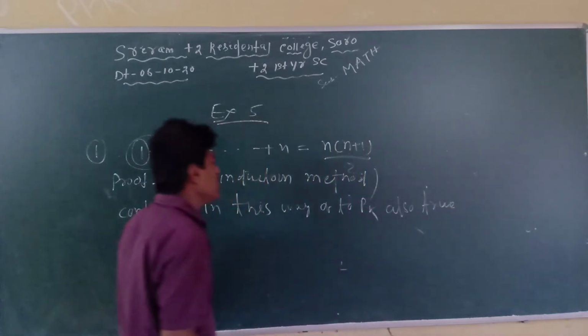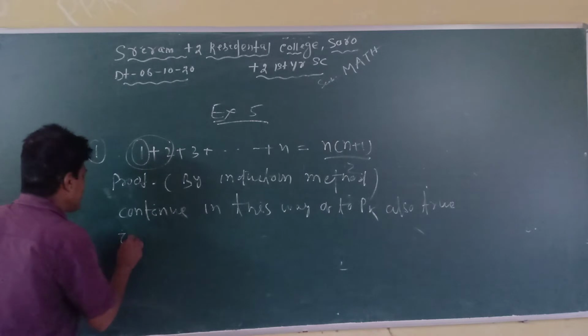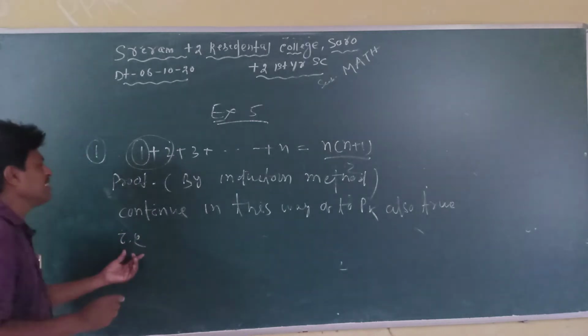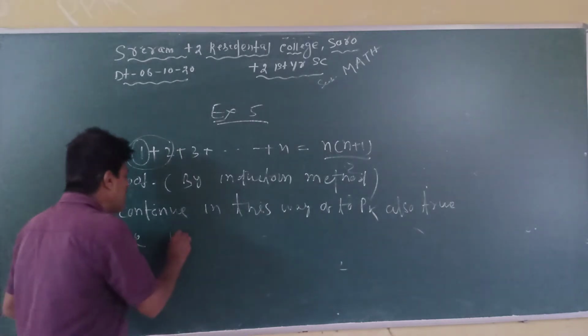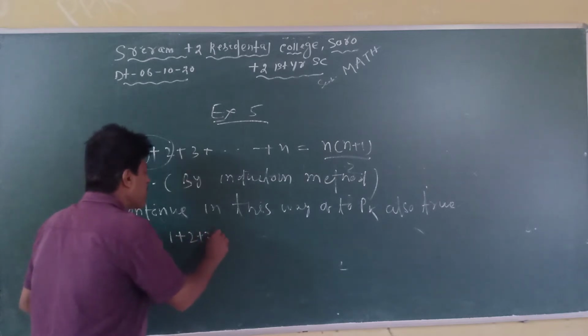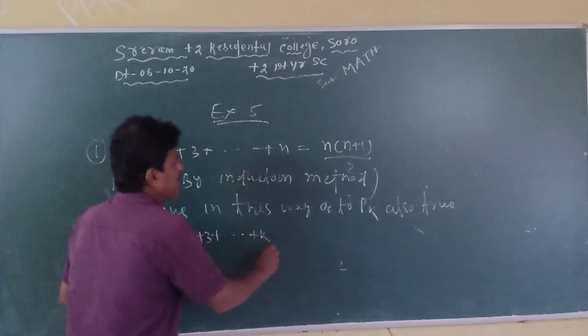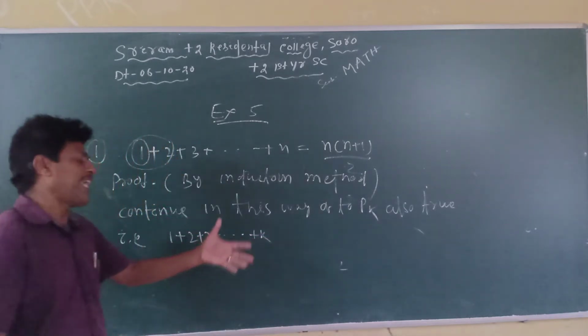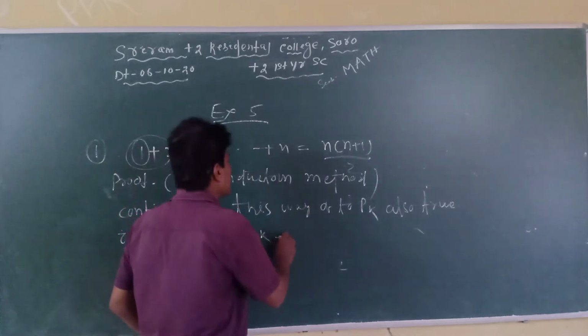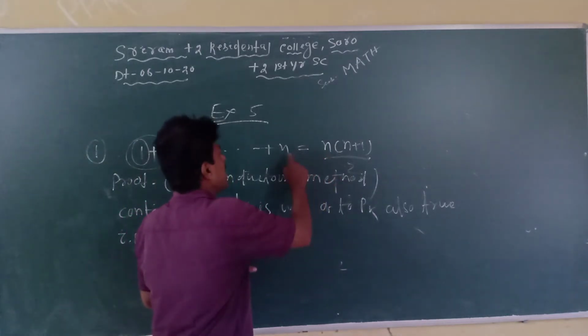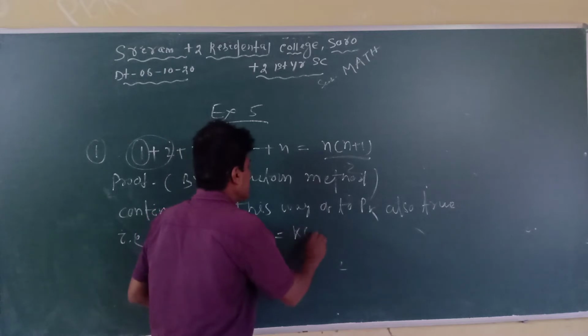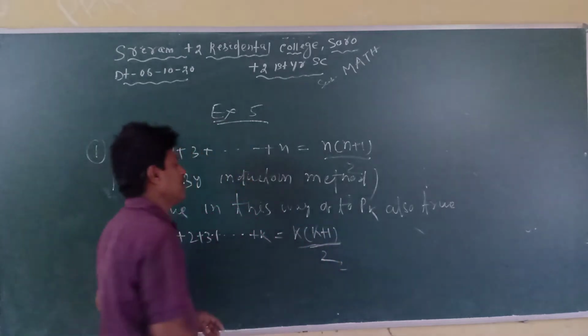That is, the short form of that is i.e., 1 plus 2 plus 3 plus up to k. Pk means you added from 1 to k. That being equal means it qualifies that formula. Instead of n you put k: k whole into k plus 1 by 2.